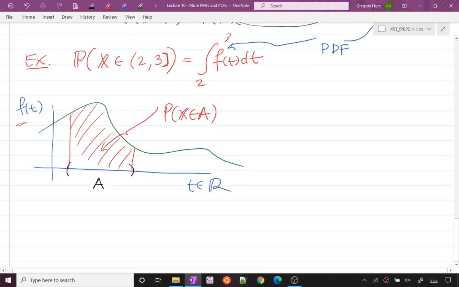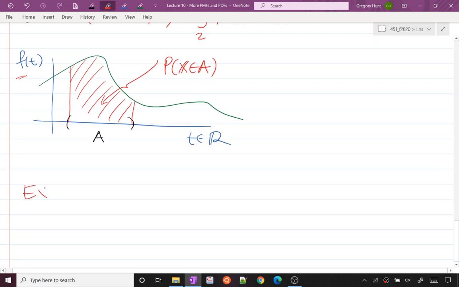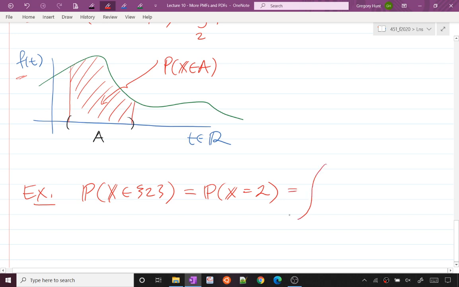Let's revisit my last abstract example before we get on to some concrete examples: what if my set A has a single point? Let's say I want to calculate the probability that x is in the set {2}. Of course, we wouldn't really write it that way. You'd rather say the probability x is 2. But in any case, according to our rule, this is the integral of our PDF over the set {2}. So it's the integral from 2 to 2.